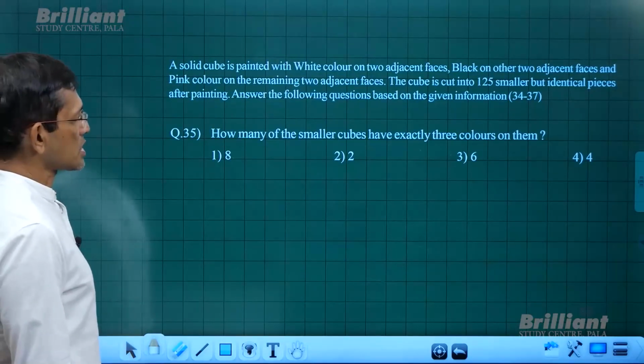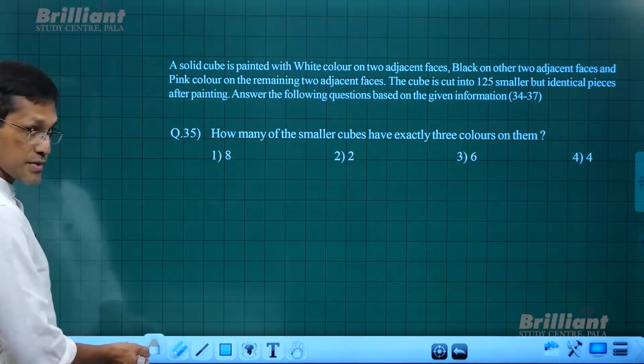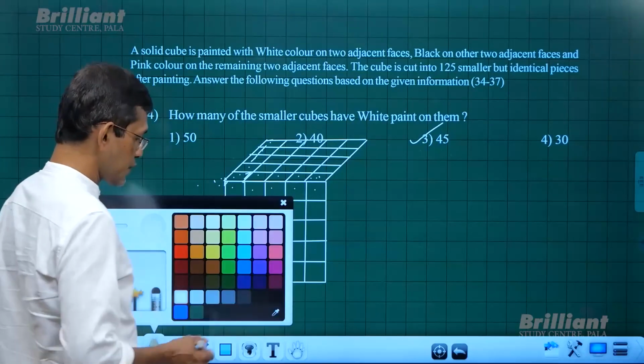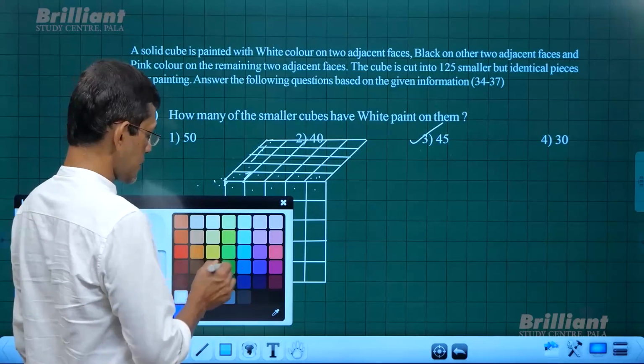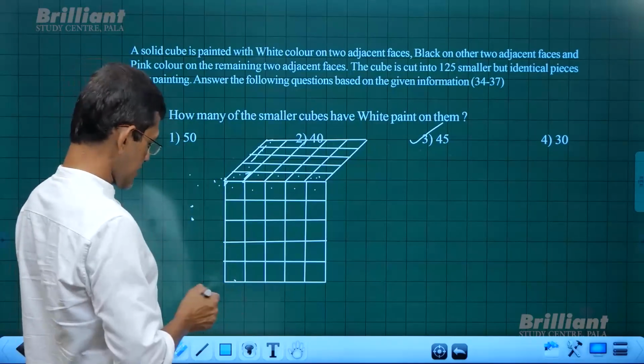Now, how many of the smaller cubes have exactly 3 colors on them? Okay, let's take a look at that. 3 colors. This is what we have: 2 adjacent white faces, then we have black on the other 2 adjacent faces. So where is black?